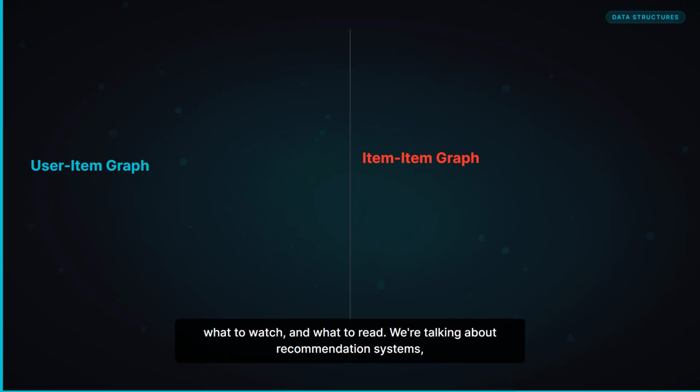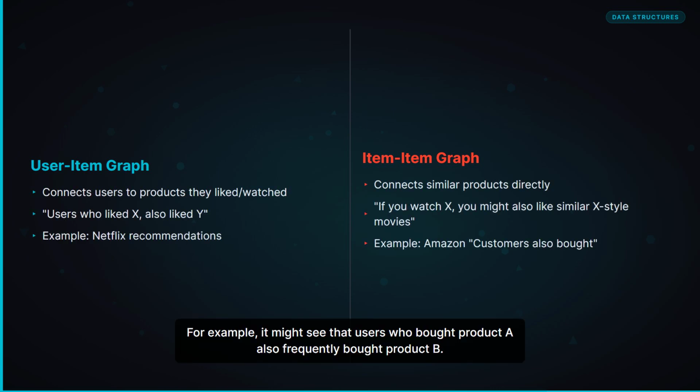We're talking about recommendation systems, the silent architects of your consumption habits. Think about Amazon suggesting products or Netflix recommending shows. How do they do it? They build a graph where users are nodes, and products are nodes. An edge exists if a user bought, viewed, or liked a product. By analyzing these connections, the system can find patterns. For example, it might see that users who bought product A also frequently bought product B. This creates an implicit edge between products A and B.